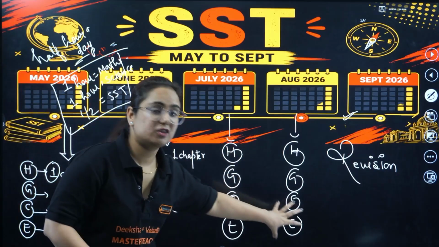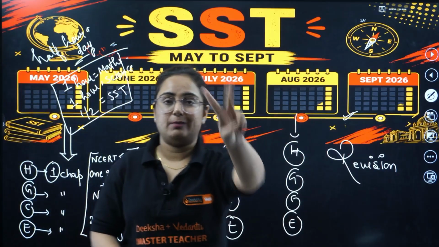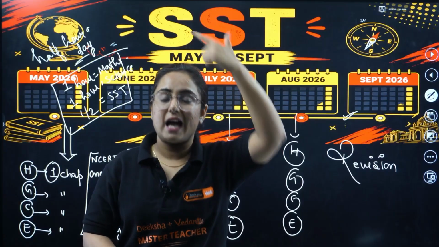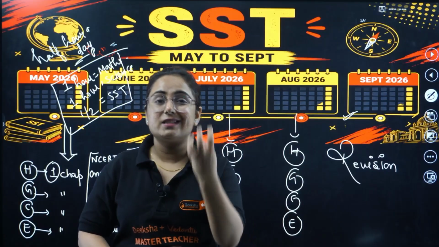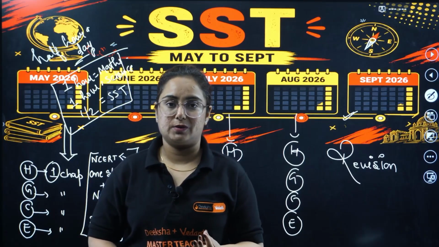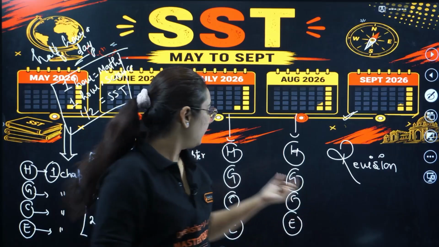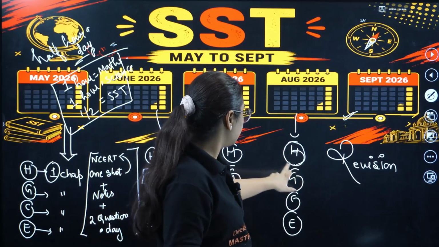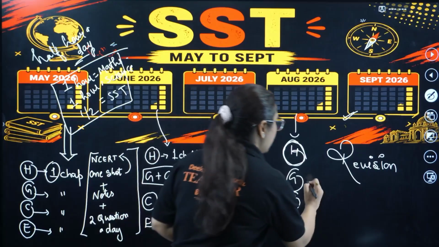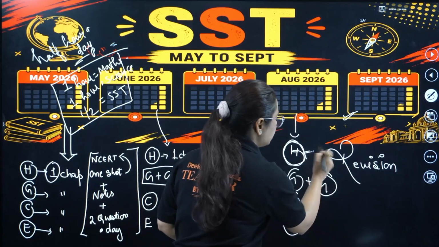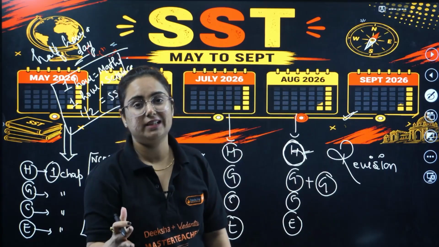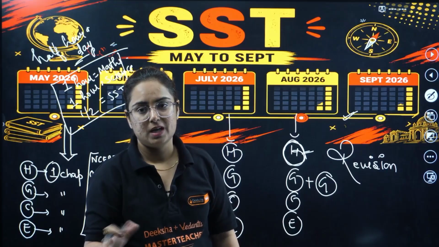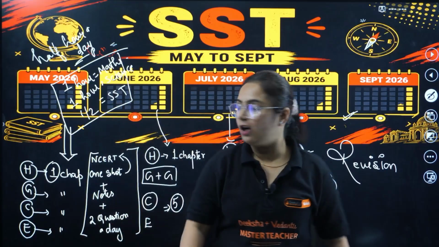Why did I reduce the chapters here? Because 2 of the chapters, 1 from economics and 1 from history, are themselves very small chapters. Okay, like in history, if you are reading Making of a Global World, add 1 geography chapter, because this chapter actually doesn't contain much content. Get it? So this will be your plan.